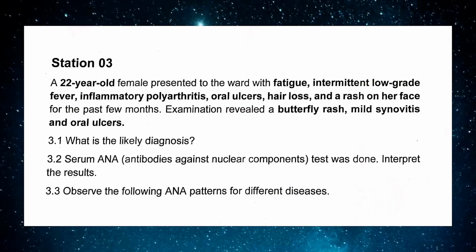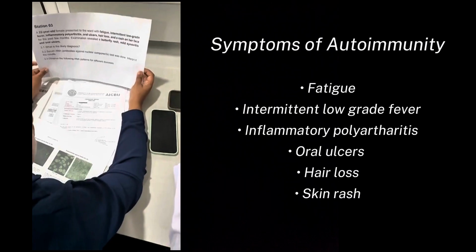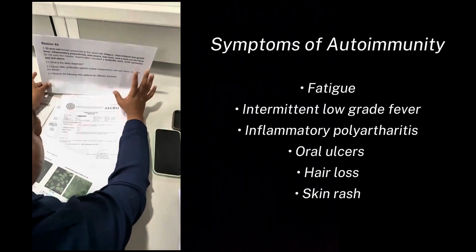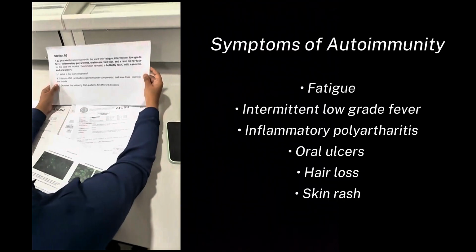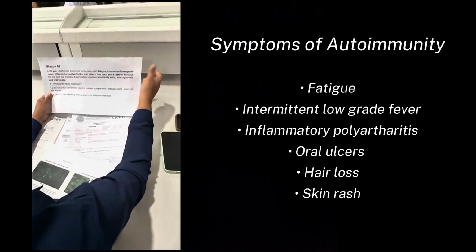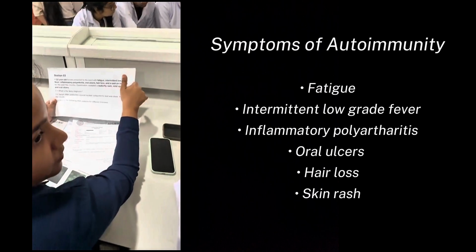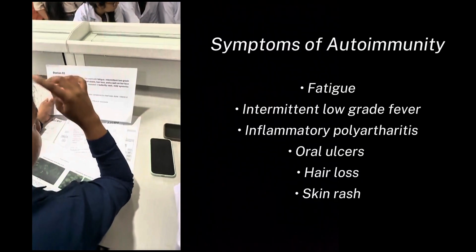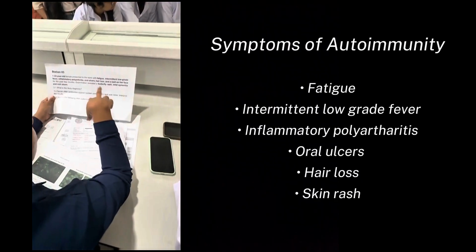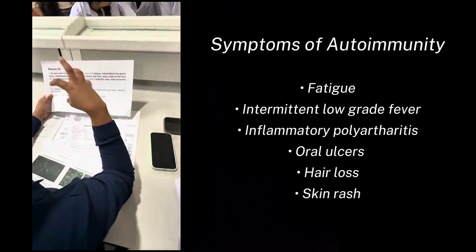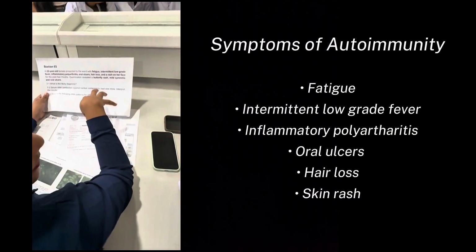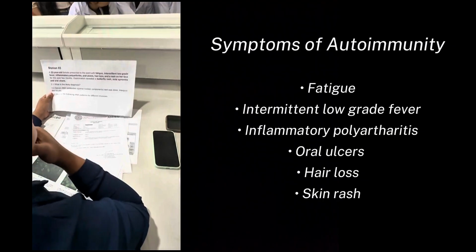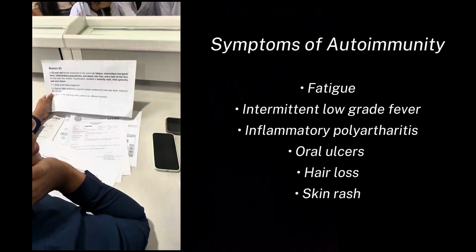Let's discuss the answer. When you listen to this patient story, you can see some obvious symptoms of autoimmunity, like fatigue, intermittent low-grade fever, so she gets fever from time to time, and inflammatory polyarthritis, oral ulcers, hair loss, and skin rash, right? So there are some obvious clinical symptoms. So you get suspicious about, okay, what if this patient could have something related to autoimmunity?